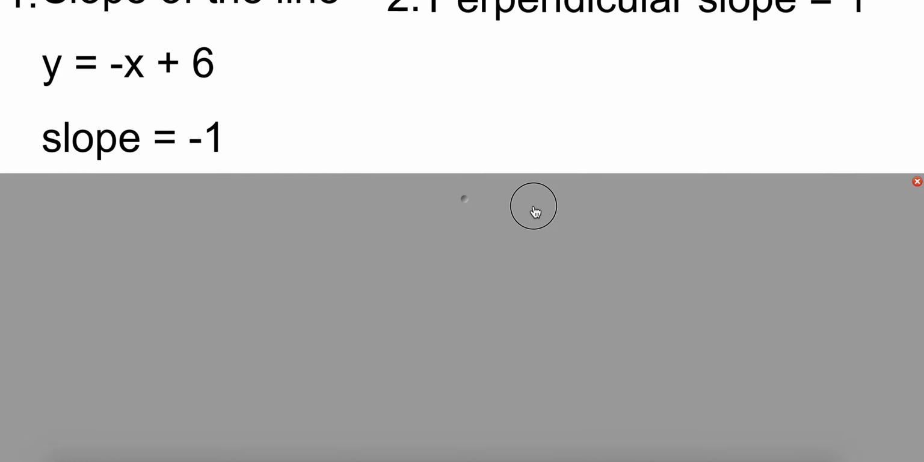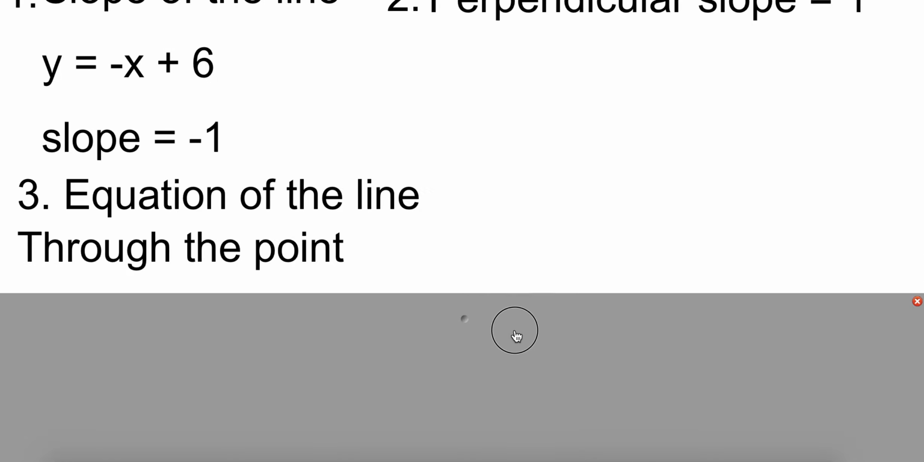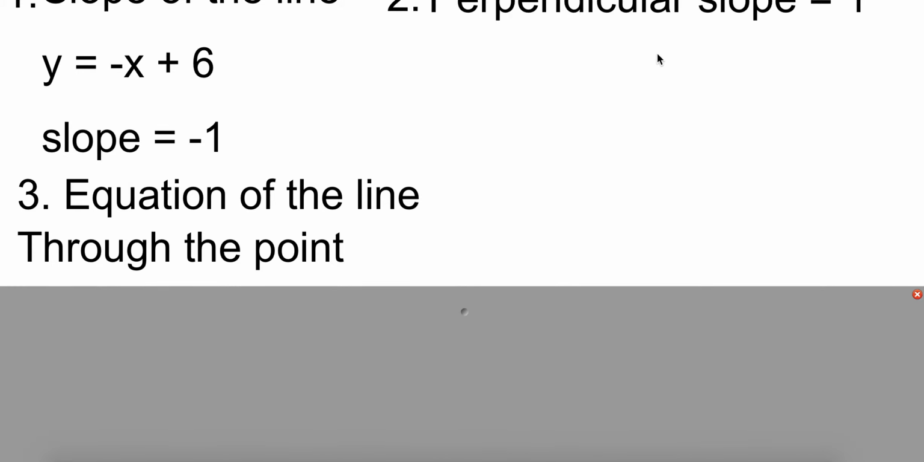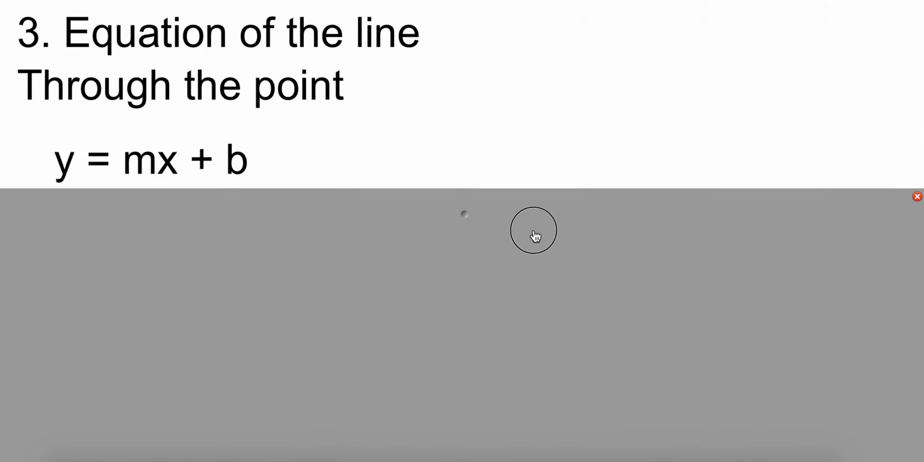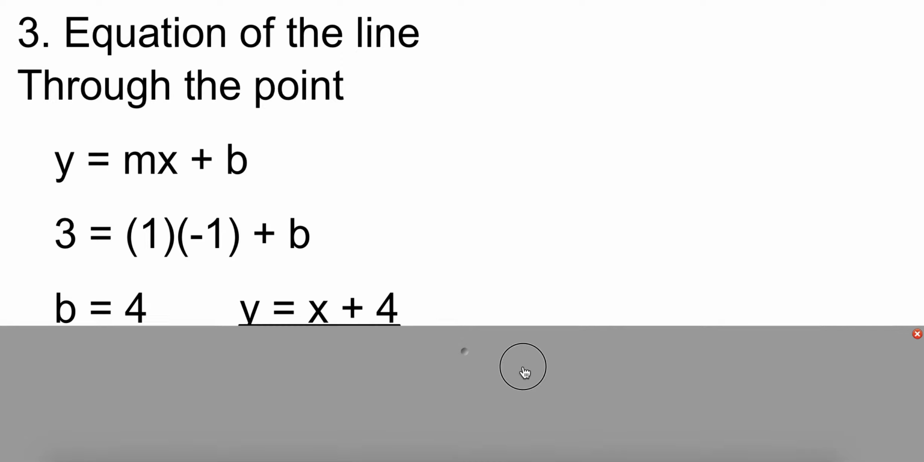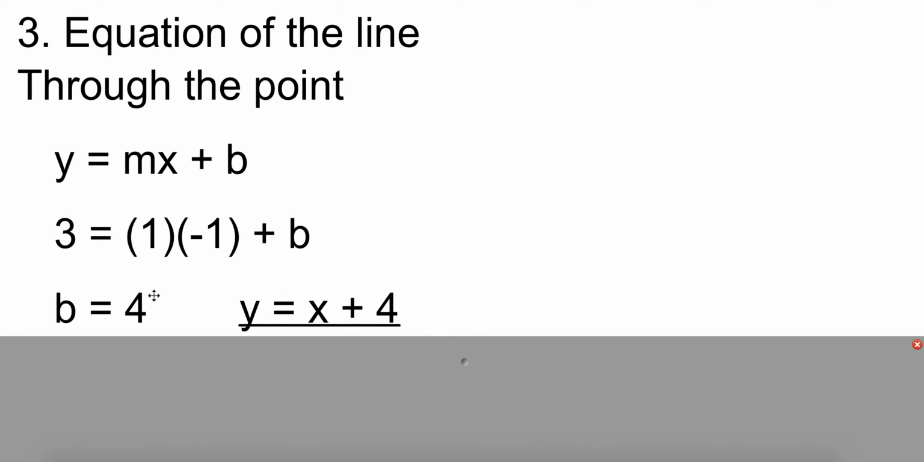From that, the next step is going to be find the equation through that point. So we've got our slope of 1. We know our point is -1 and 3. So we need to then use y equals mx plus b, plug in, and find our b value.